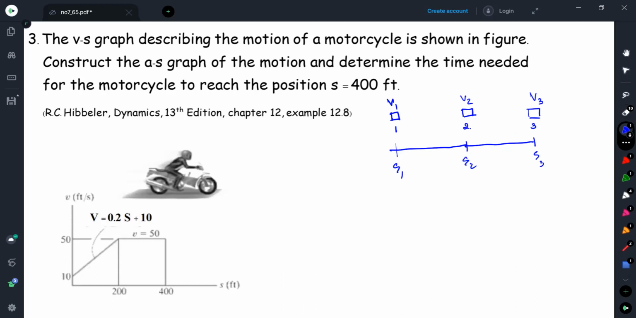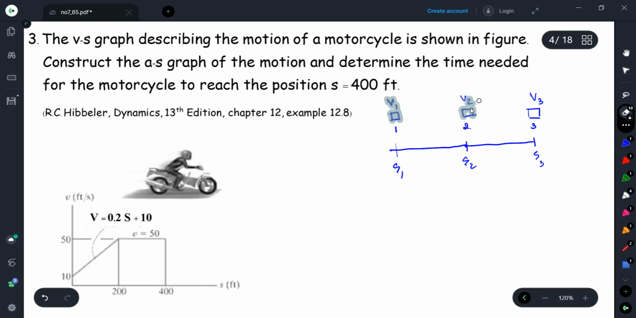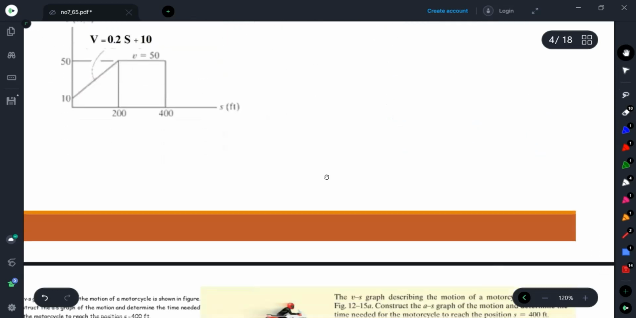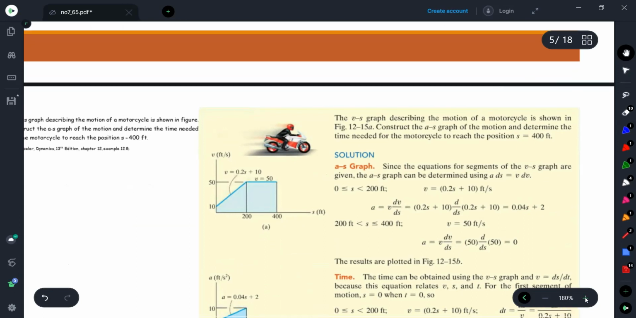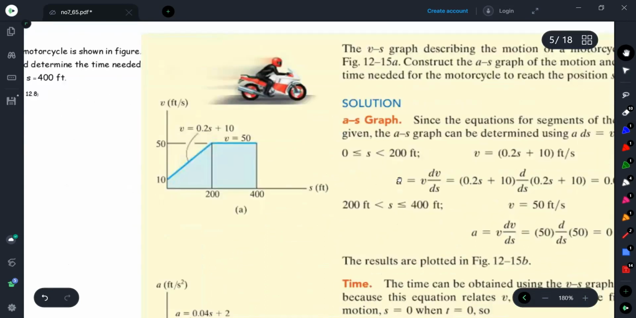So we have to understand how to change the relationship from V-S to A-S and back to V-T and A-T again. This is the basic problem to solve. The solution is already given in the textbook, and I captured the solution here. We already know the relationship between V and S.